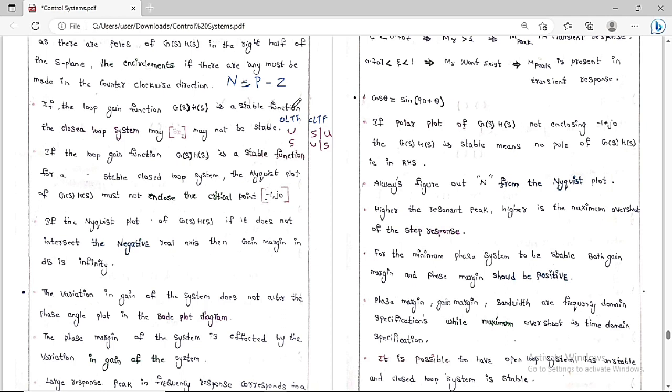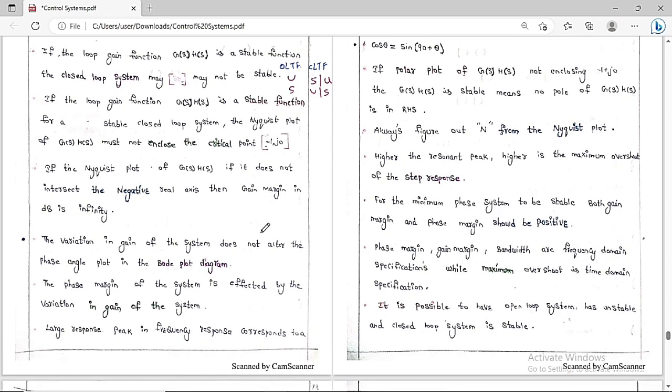So in simple words, in the given point, the open loop transfer function is a stable function. Open loop transfer function is a stable system, meaning there are no open loop poles in the right half of the s-plane. So P is equal to 0. And they are also given that the closed loop system is stable, meaning there are no closed loop poles in the right half of the s-plane. So that is also equal to 0. So if both are 0, then N is equal to 0, meaning there are no encirclements in the Nyquist plot. There is no encirclement at -1, j0 in the G(s)H(s) plane.